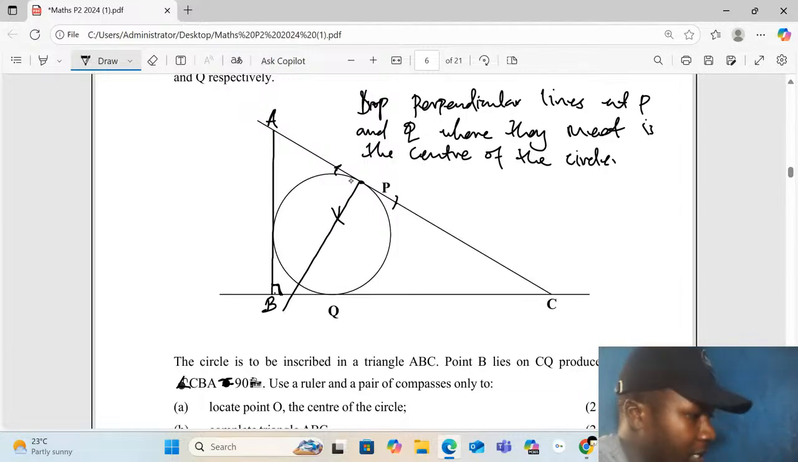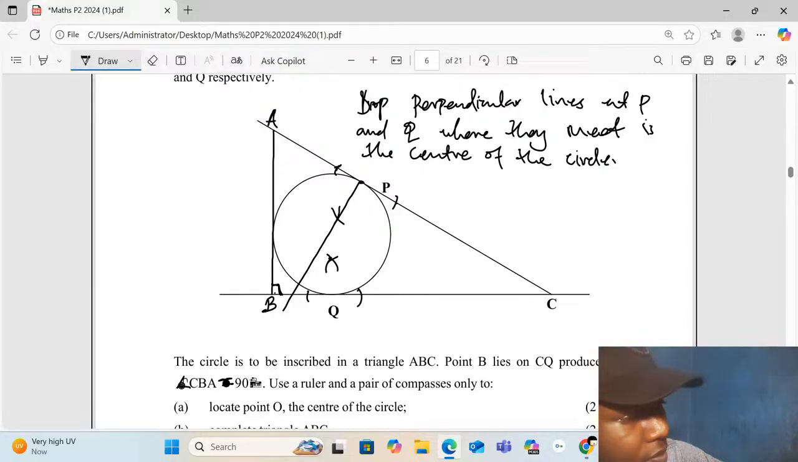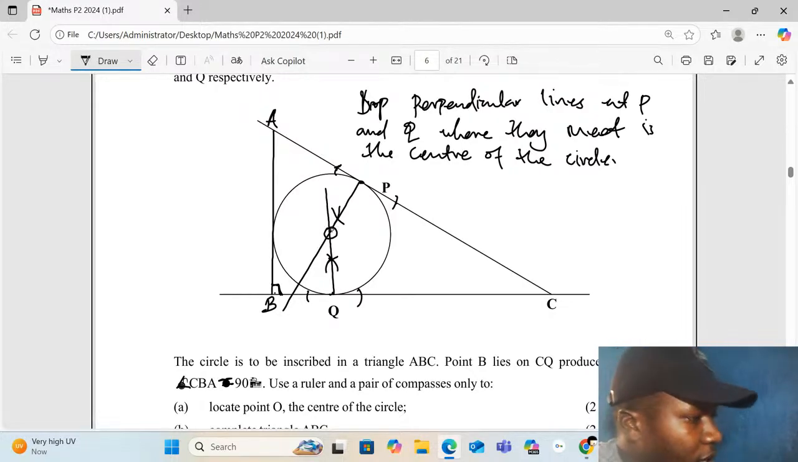Then at point Q, you make an arc there, then, standing on each arc, make an arc there, then this other side. Then you drop another perpendicular that way. So where they meet, this is now the point O. They meet at this point. That is how we get to point O.